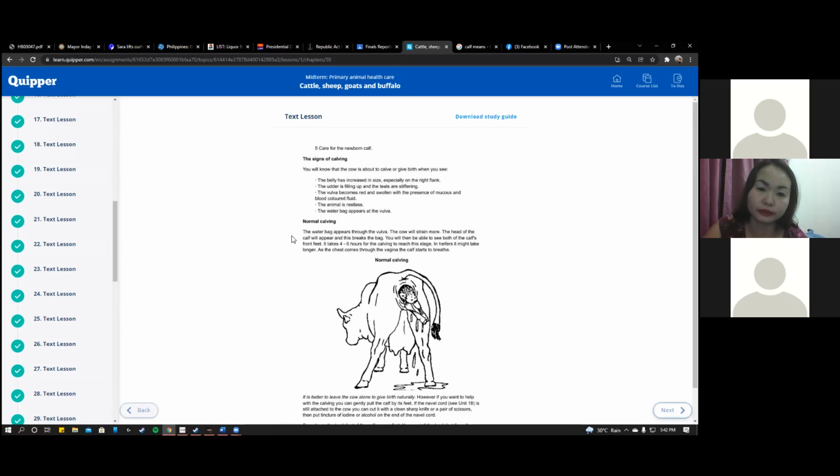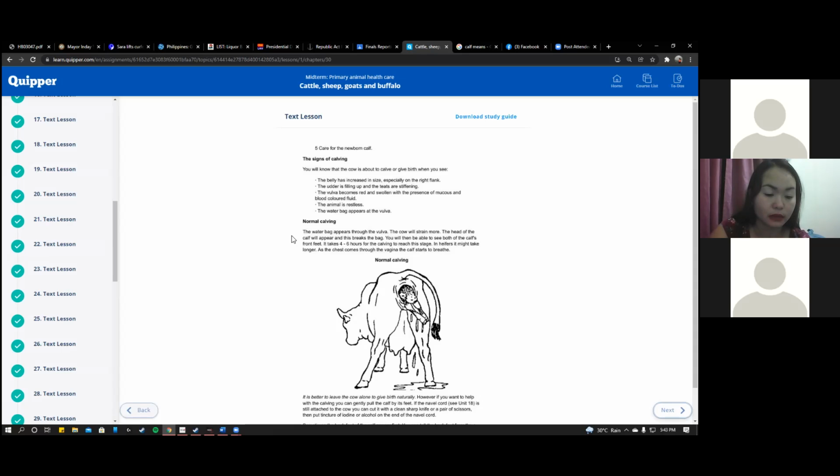The signs of calving. You will know that the cow is about to calve or give birth when you see the belly has increased in size, especially on the right flank. The pelvic ligaments and the teats are stiffening. The vulva becomes red and swollen with the presence of mucus and blood-colored fluid. The animal is restless, and the water bag appears at the vulva.